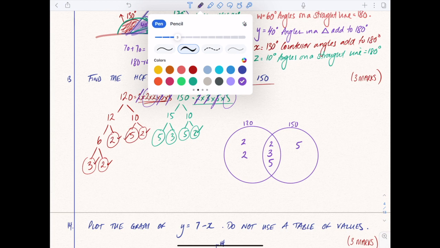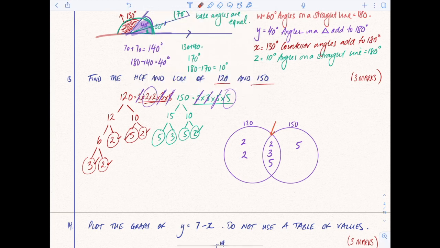And then from here, to find the highest common factor is just the middle section. So it's these numbers here, you multiply together. So it's 2 times 3 times 5, or 2 times 3 is 6, 6 times 5 is 30. So your highest common factor of 120 and 150 is 30. You might have been able to spot that already anyway, but if the numbers were much bigger and much more awkward, that's how you do it.